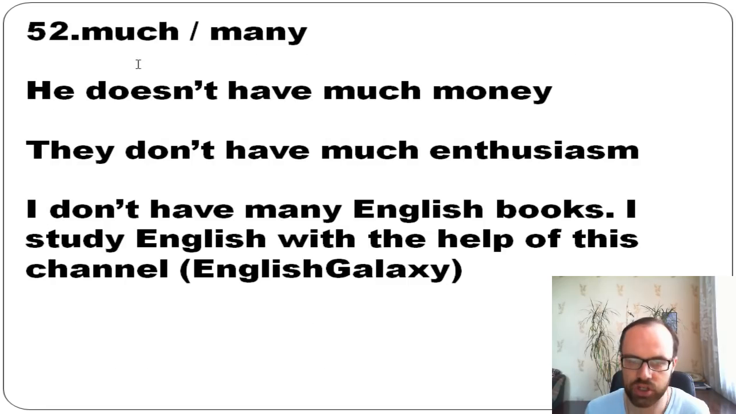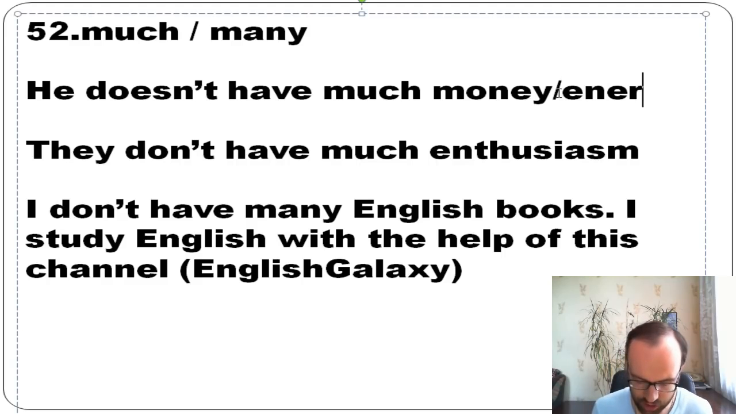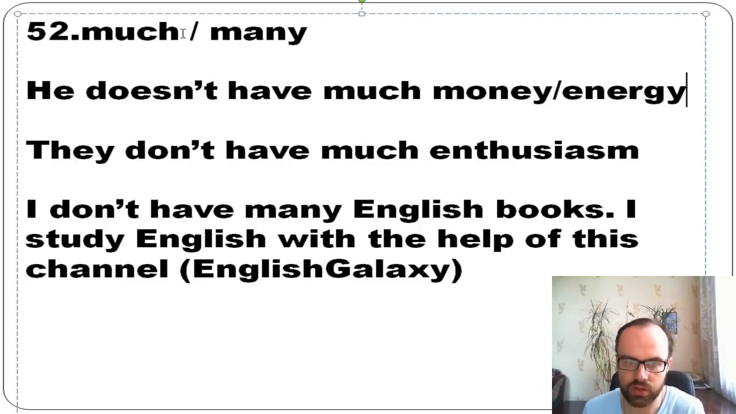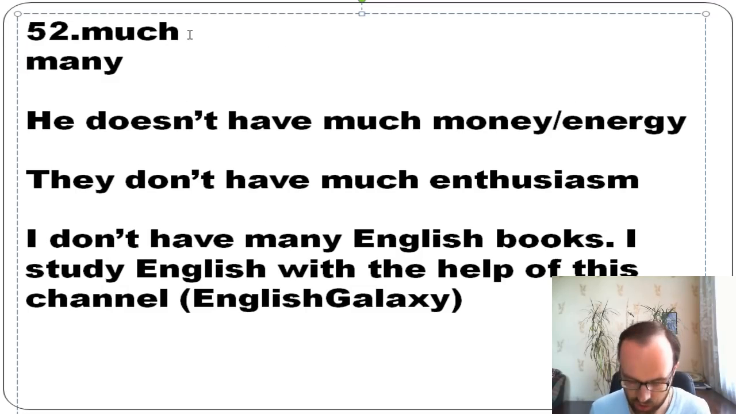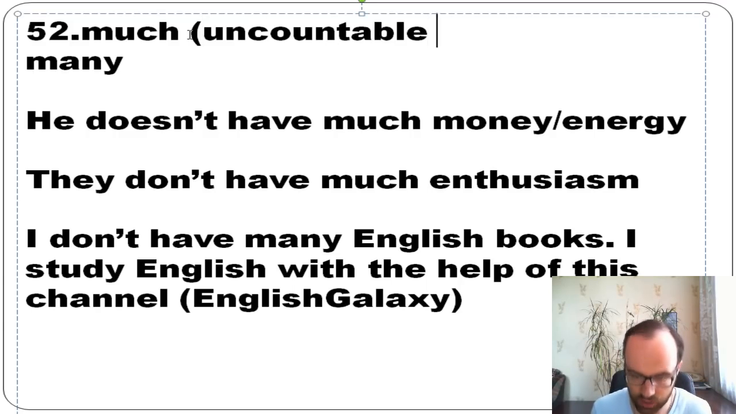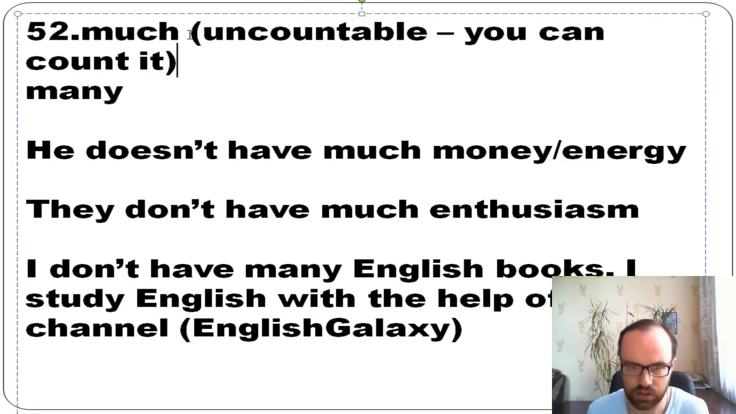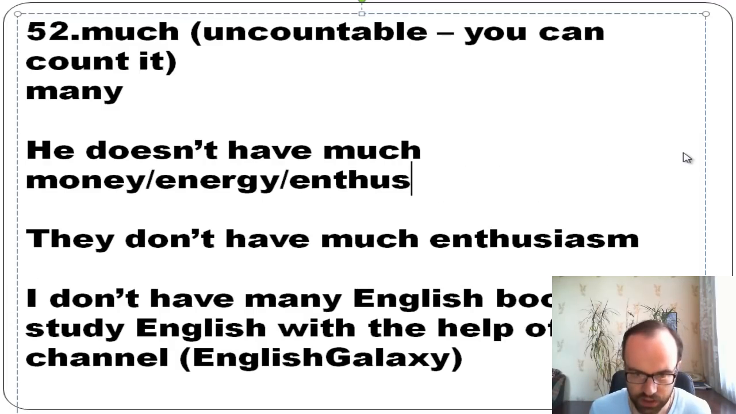Okay, next, much and many. So he doesn't have much money. He doesn't have much energy. So you use much with uncountable. You can't count it. He doesn't have much energy. He doesn't have much money, but money is uncountable in English. He doesn't have much enthusiasm.